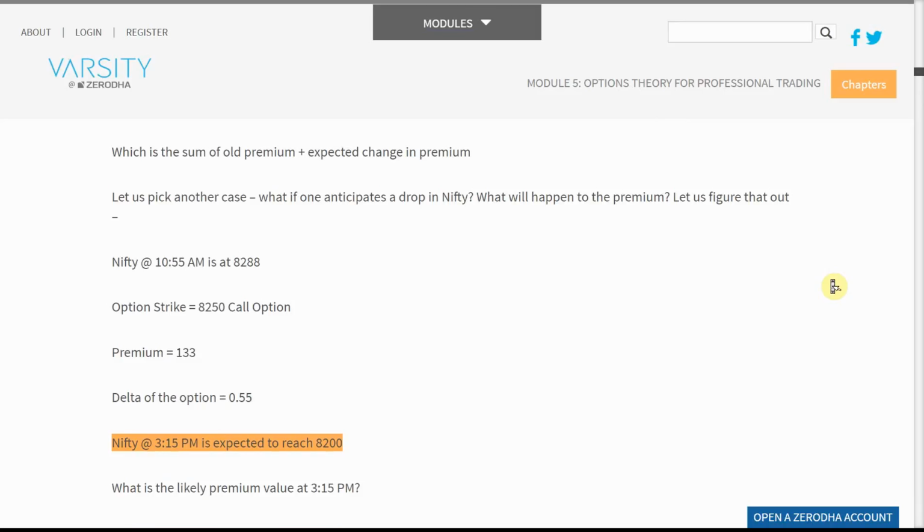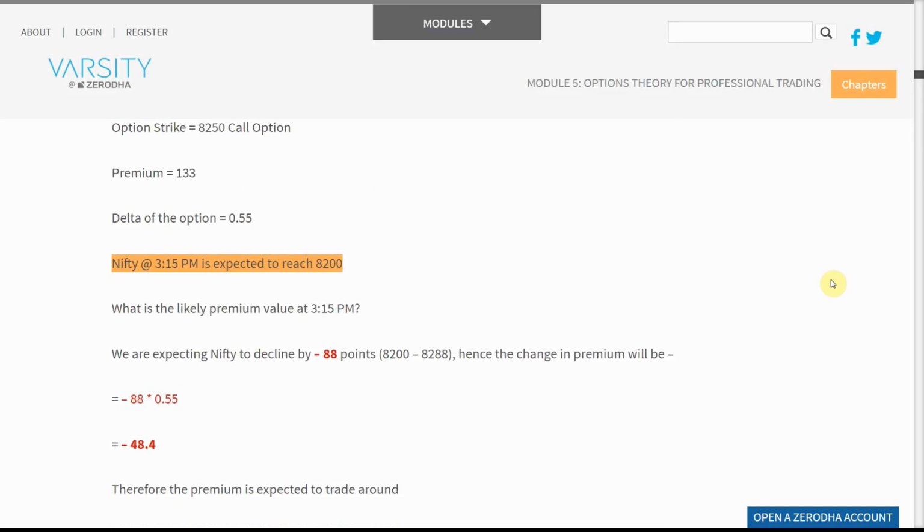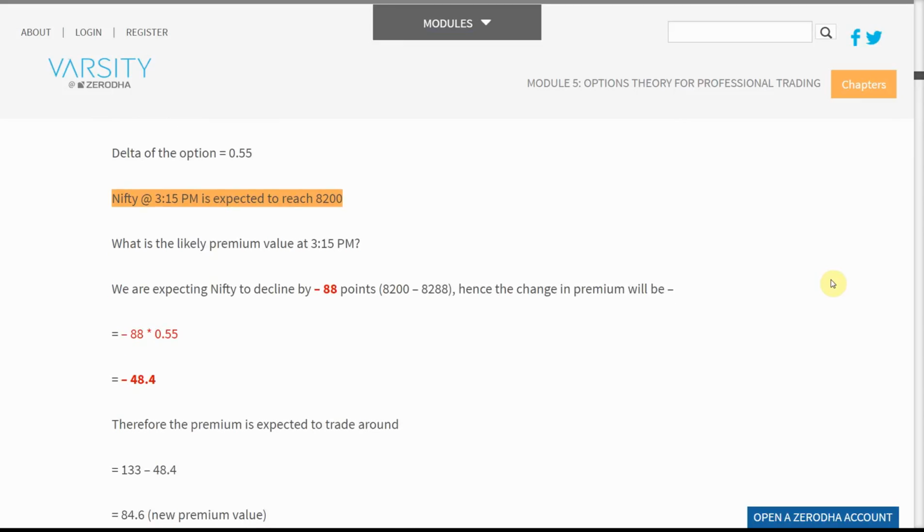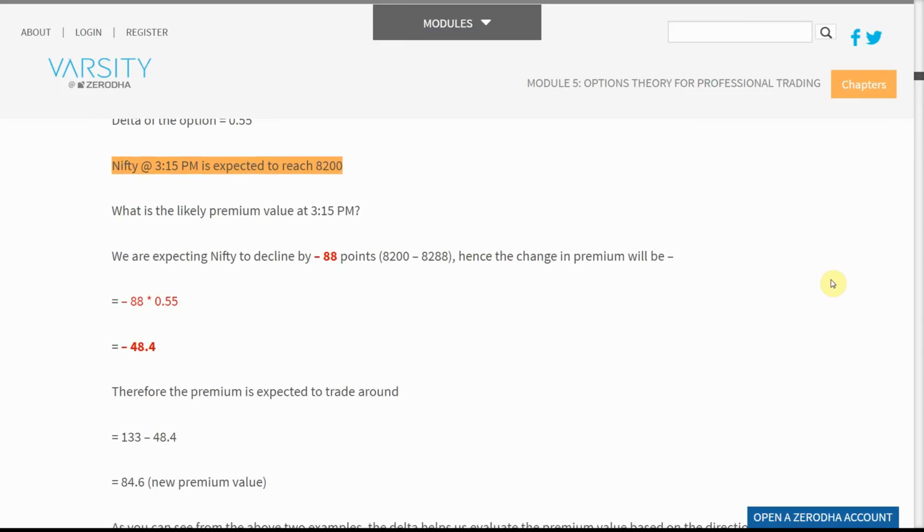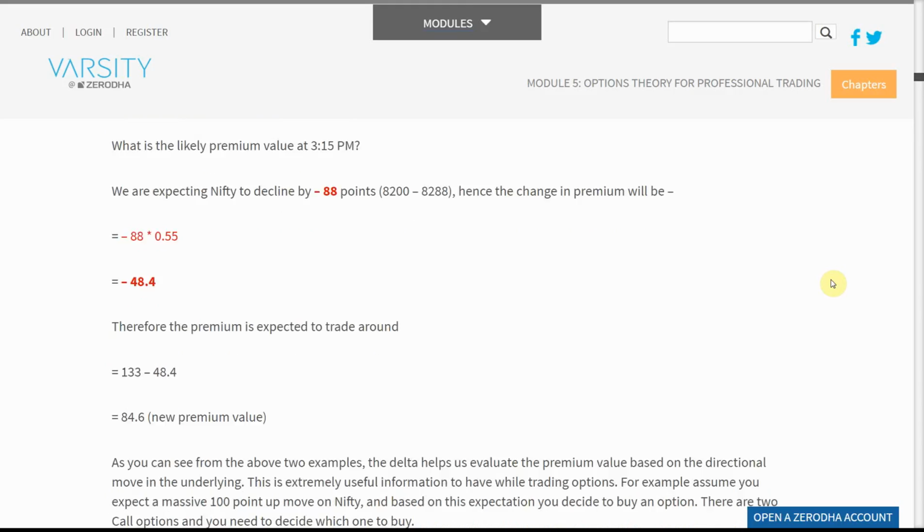Let us pick another case. What if one anticipates a drop in Nifty? What will happen to the premium? Let us figure that out. Nifty at 10:55 a.m. is at 8,288. Option strike equals 8,250. Call option premium equals 133. Delta of the option equals 0.55. Nifty at 3:15 p.m. is expected to reach 8,200. What is the likely premium value at 3:15 p.m.?